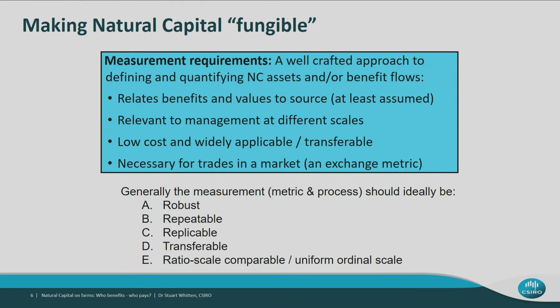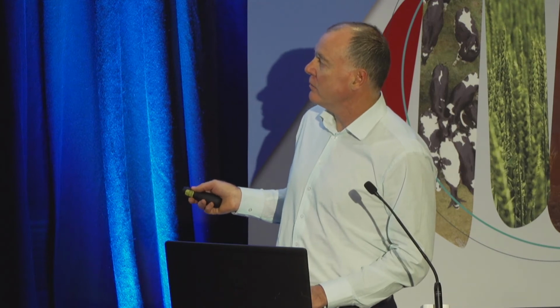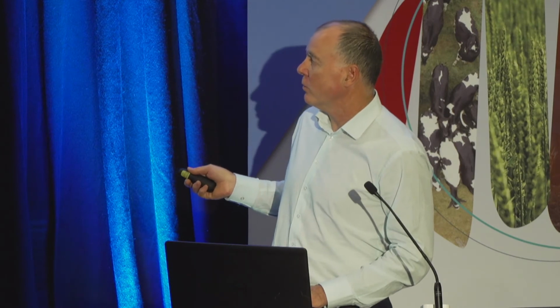So any of these new emerging markets are going to be reliant on some sort of fungible or definable tradable commodity. Something that relates our benefits and values to the source, or at least assumes a relationship is known there, that's relevant to management at the relevant scale, and that may differ depending on what you're talking about here. Needs to be low cost and widely transferable. There is no good having a different fungible measure for something which is different on every farm. It makes it incredibly difficult to operationalise, and it's pretty much necessary for your trades in a market.